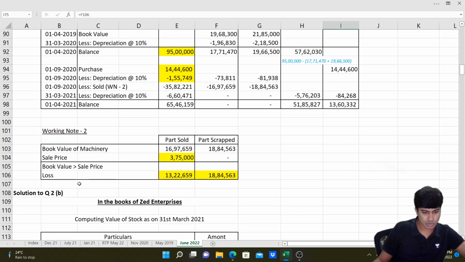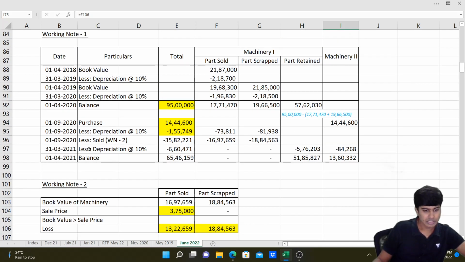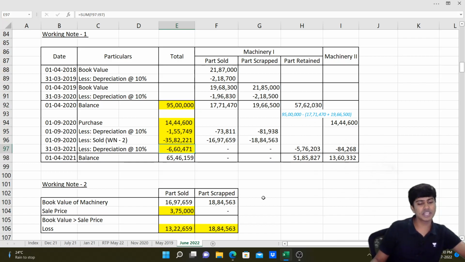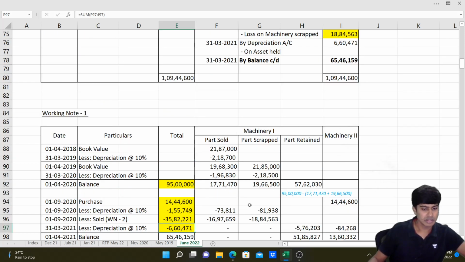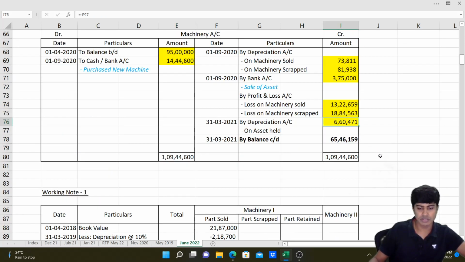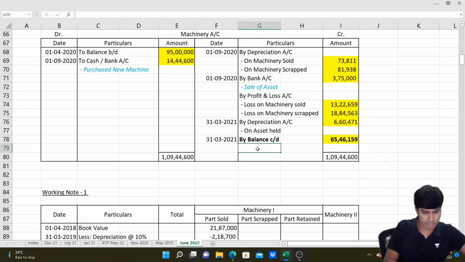Great. So what do we have after that? Then the asset is sold. That part is taken care of. Then there is depreciation of 6,60,471. 6,60,471 is depreciation on the same. So let us write that as 6,60,471 machinery account credit side, and the closing value is 65,46,159. I found it as the balancing figure here in machinery account.